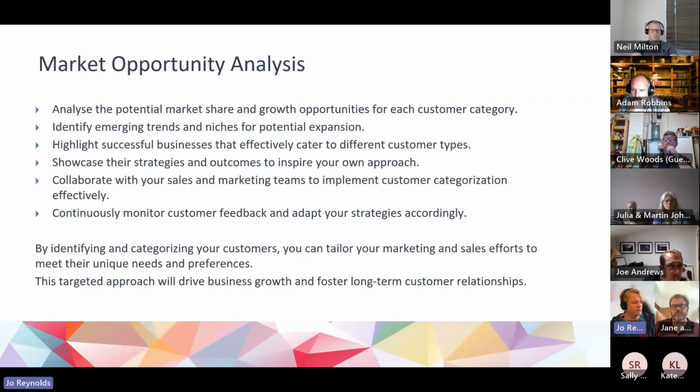Showcase the strategies and outcomes to inspire your own approach, and collaborate with your sales and marketing teams. Now, it's great, isn't it? So we talk about sales and marketing teams. It's basically us, isn't it? You know, we are the sales team, we are the marketing team, we're the IT team, we're the finance team, and so forth. If you're using experts, though, get them to talk to each other, because no sales or marketing company or IT company will not talk to another one if it's to the benefit of results. Okay. Continuously monitor your customer feedback. So your reviews, your comments on Facebook.